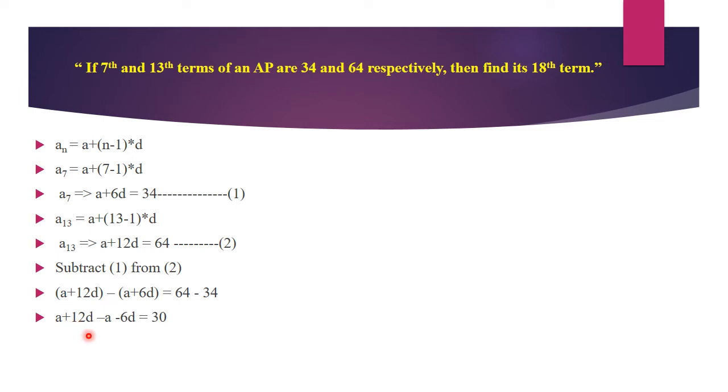a minus 6d. You can see when I open the bracket, this plus sign has become minus here, because plus into minus is minus. Now here both a terms get cancelled and 12d minus 6d is equal to 6d, that is equal to 30 here. Therefore I get here the answer as d is equal to 5.